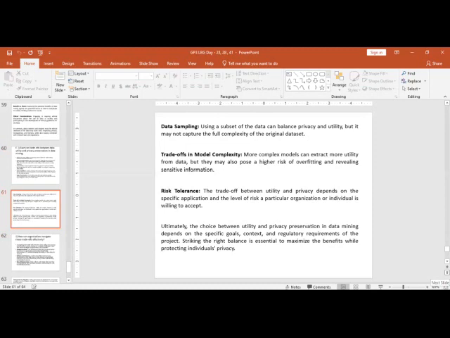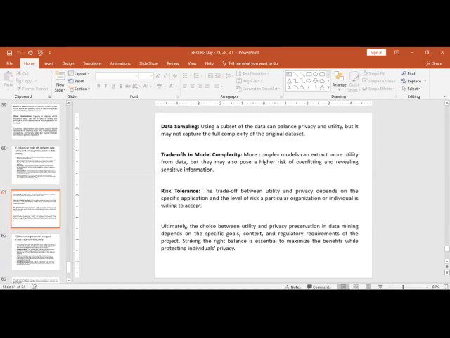Trade-offs in model complexity: more complex models can extract more utility from data, but they may also pose a higher risk of overfitting and revealing sensitive information. Risk tolerance: the trade-off between utility and privacy depends on the specific application and the level of risk a particular organization or individual is willing to accept.